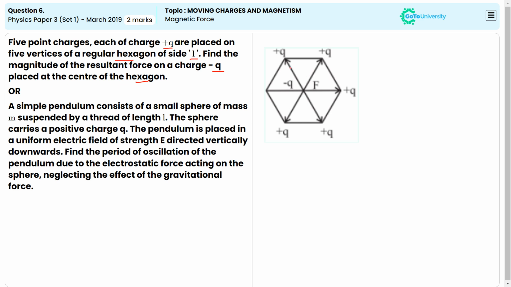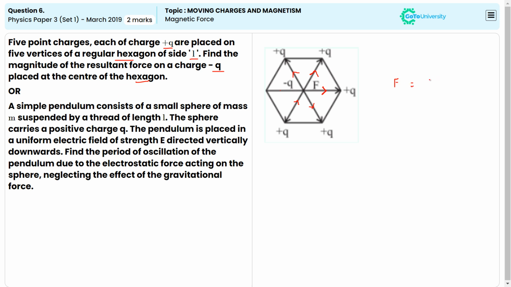Then if I take this force, it is acting in this direction. This force is acting in this direction, this force is acting in this direction, and this force is acting in this direction, this force is acting in this direction. That means these are equal. And for this one acting in this direction, then I can write the force acting on minus Q.